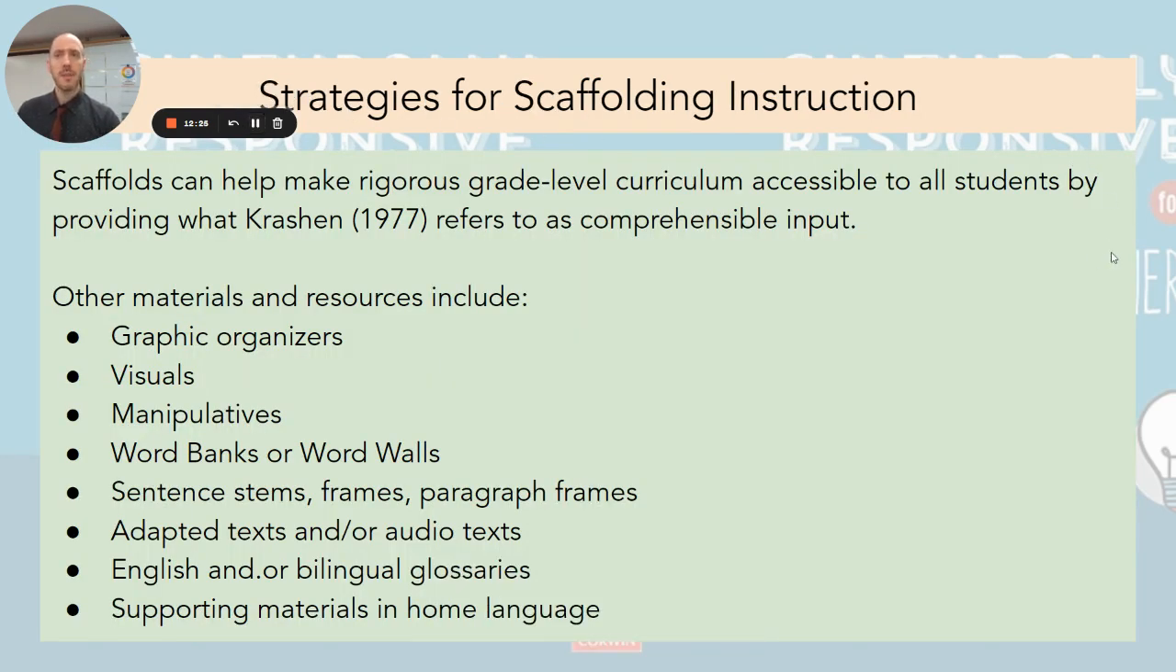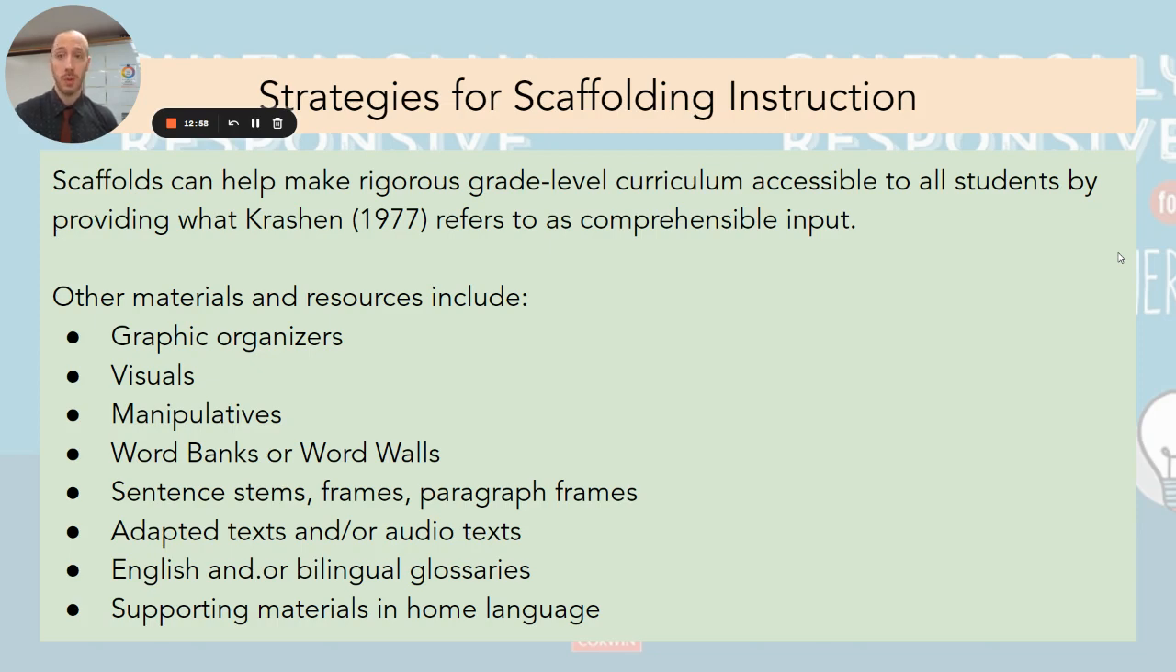Next, let's look at some different strategies on how we can scaffold instruction to best challenge and support our multilingual learners. Because of the support that they can provide, scaffolds can help make rigorous grade level curriculum accessible to all students by providing comprehensible input. So academic texts and concepts can be broken down into meaningful pieces and be presented with key instructional supports in order to strengthen multilingual learners' understanding of and engagement with this content.